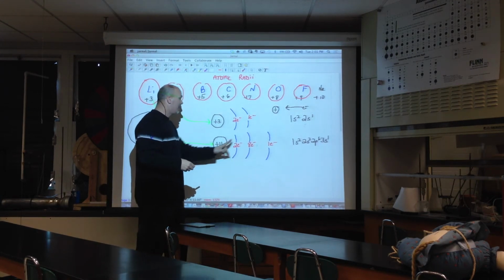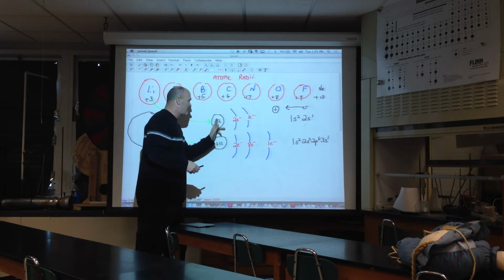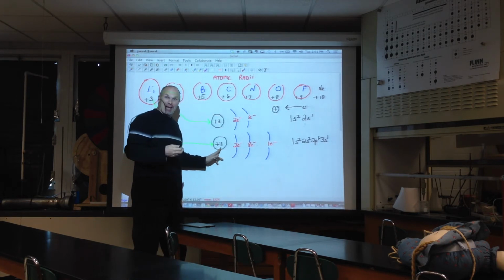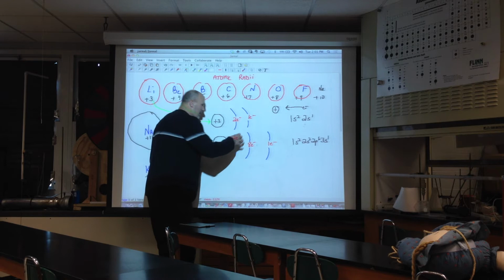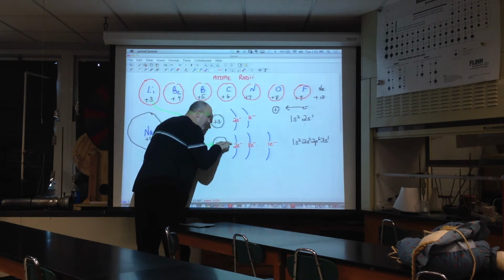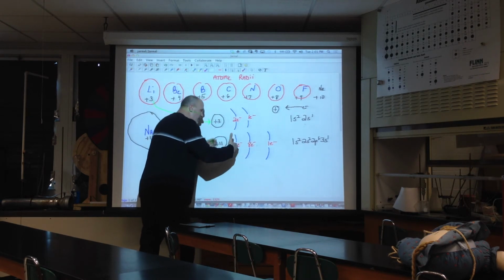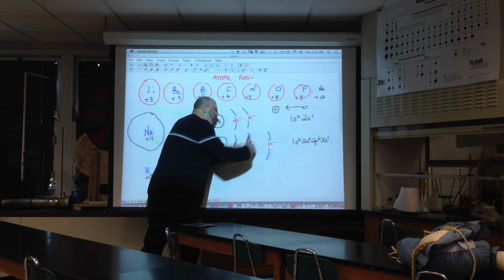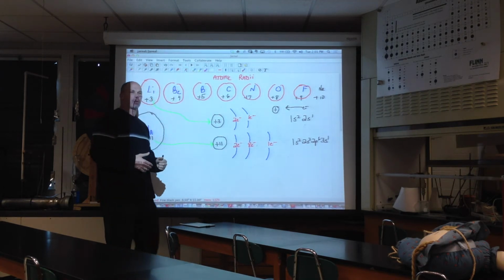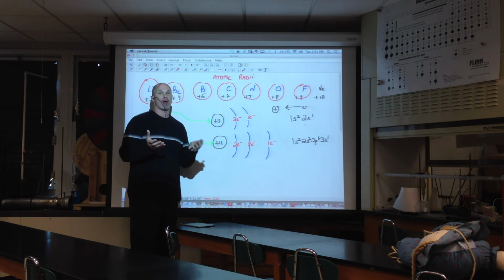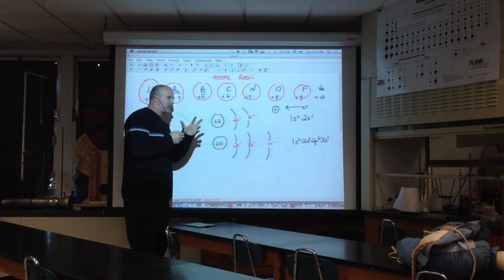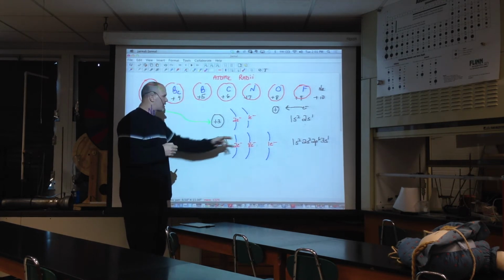I'm farther away than this one electron is, and therefore I feel the nucleus less. And two, because there are more electrons in between, you are shielding that positive force and making it harder for the electron to feel the nucleus. So we say the effective nuclear charge could be somewhat lowered in this case.